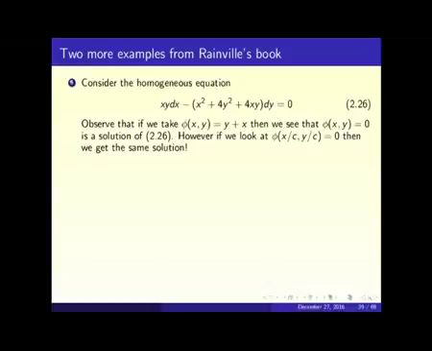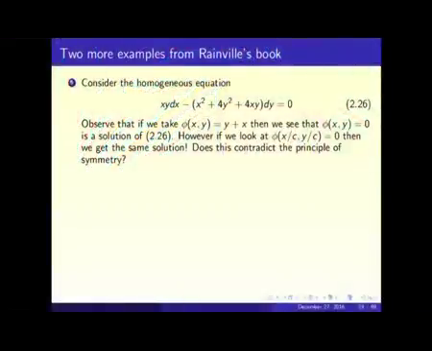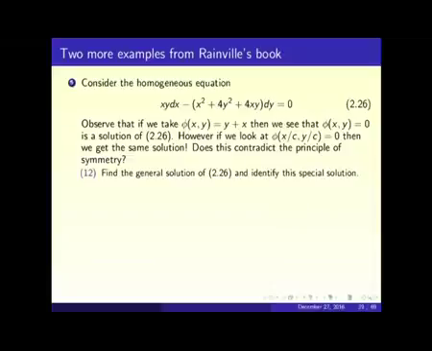Because if you take y plus x and replace y by y/c and x by x/c, then phi of x/c, y/c equal to 0 is again the same solution. So you get the same solution. You don't get anything new. Does this contradict the principle of symmetry? No. Solve the equation 2.26 in general and identify the special solution.